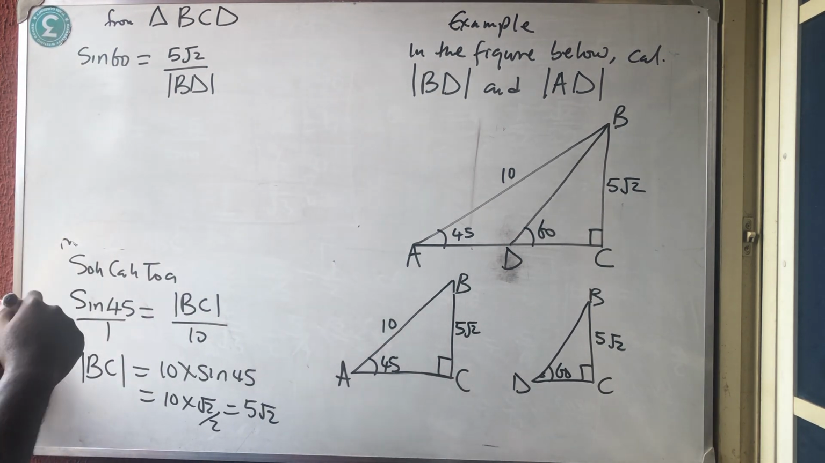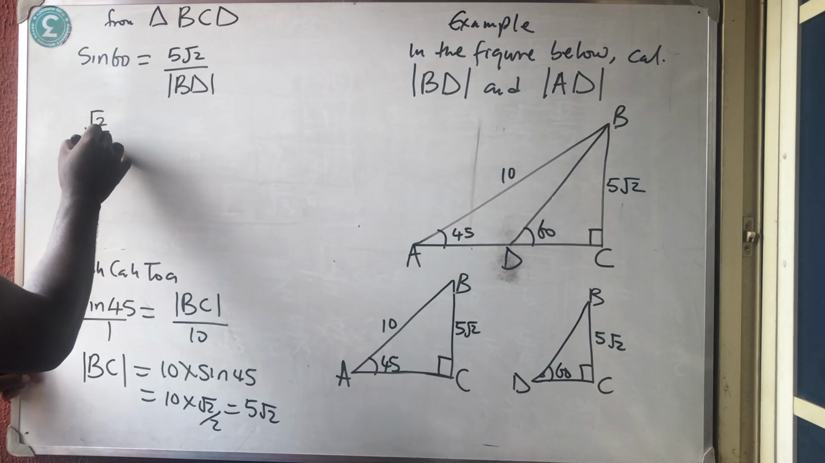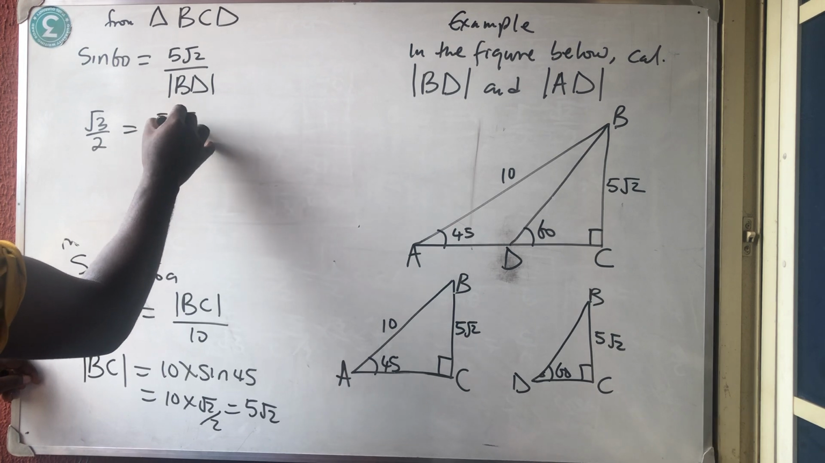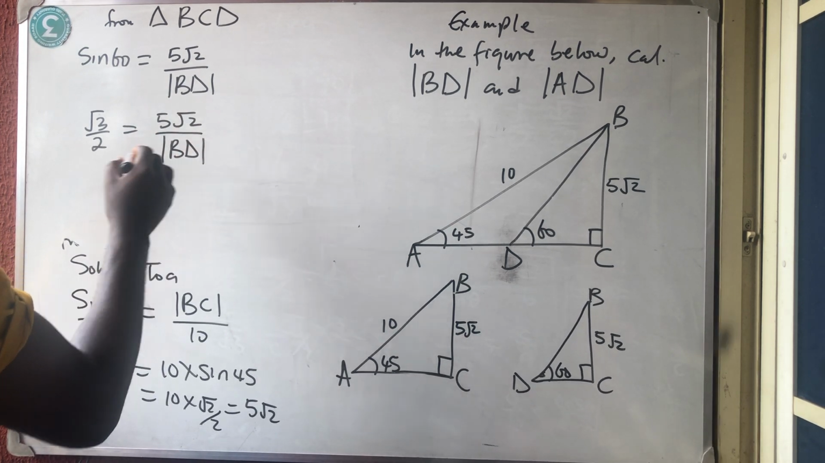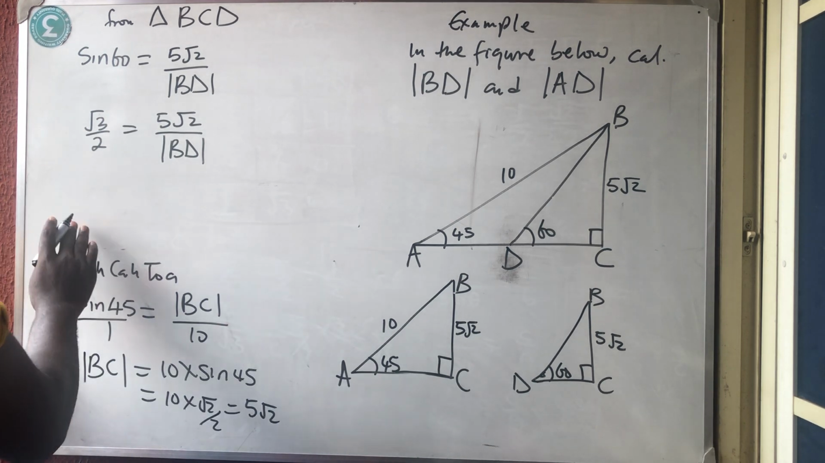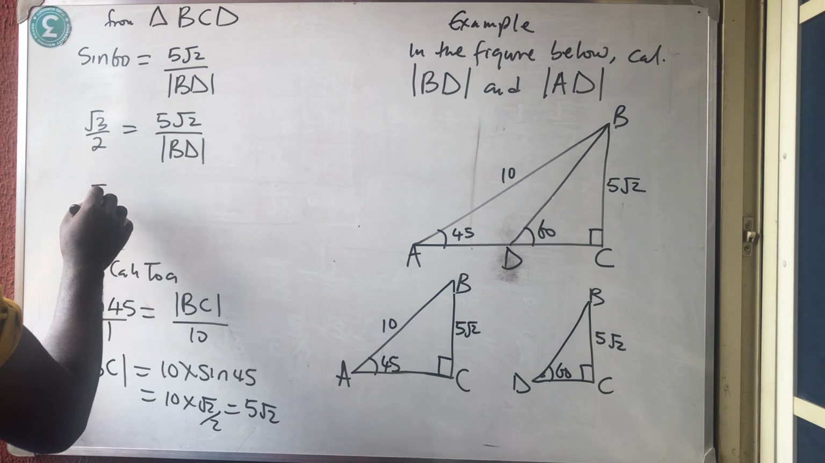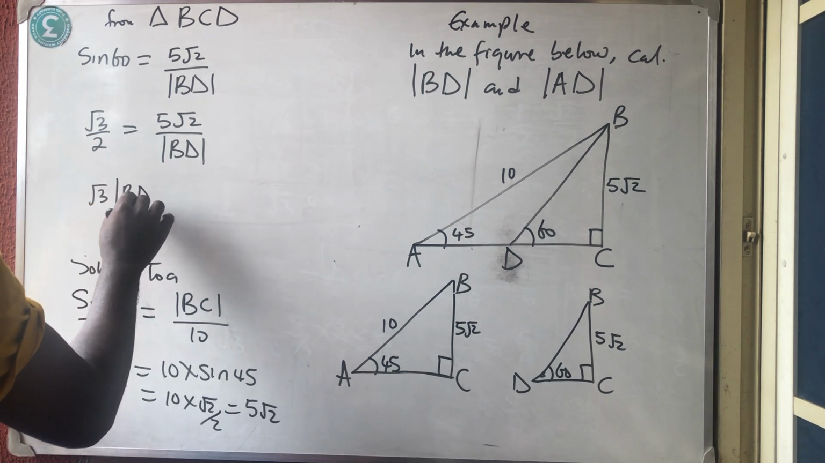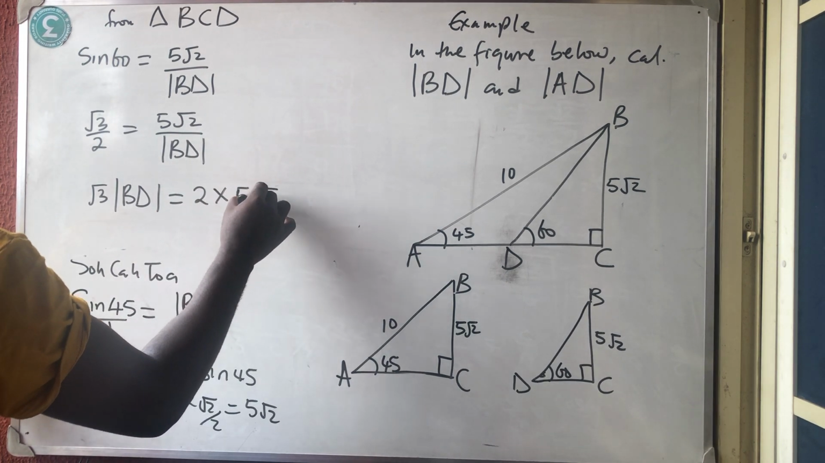What is sine 60? Root 3 over 2. So I have that root 3 over 2 is equal to 5 root 2 over line BD. So if I cross multiply, I will now have root 3 times line BD is equal to 2 times 5 root 2.